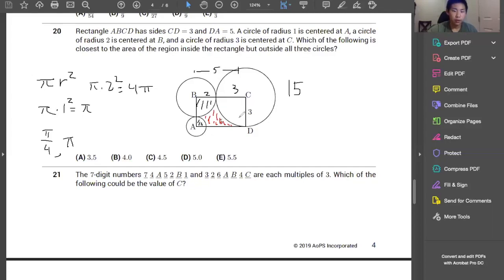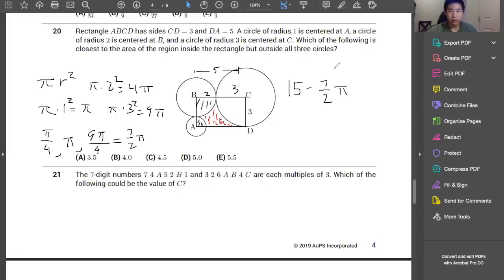And for the final quarter circle, we have pi times 3 squared. That's 9 pi. And then we have to divide by 4. So if we add up all of this, we'll get 3.5, I won't use 3.5, I'll use 7 halves times pi. So we have to subtract that from 15.